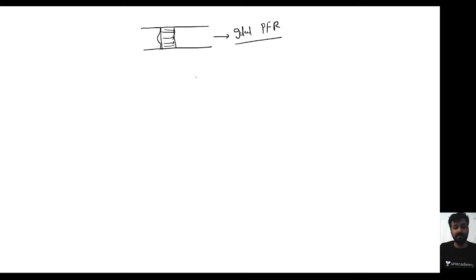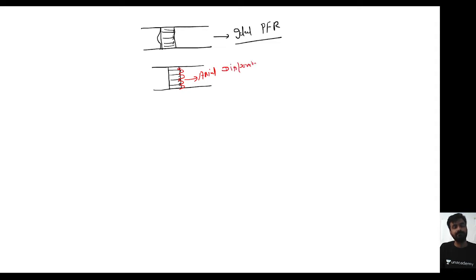But in reality, what will happen? There will be some dispersion. Are you getting? Here you can say the profile should be like this, but in the real case, it does not look like this. So there will be an axial dispersion like this, and it is called axial dispersion. Are you getting? This is axial dispersion.